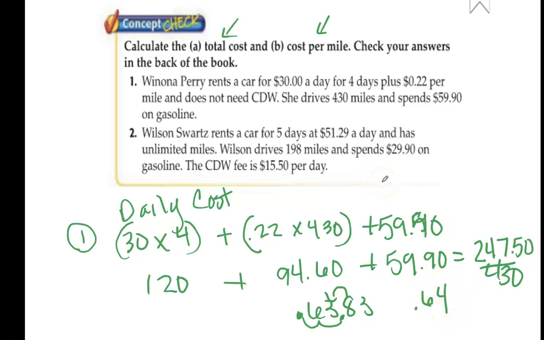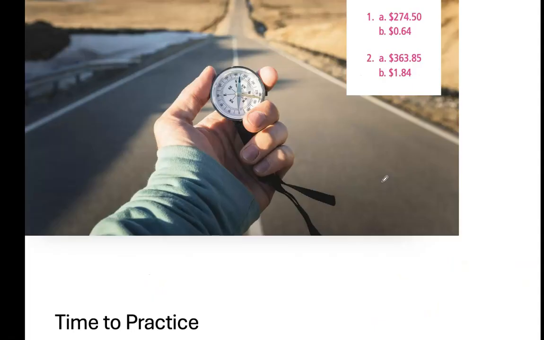Try number 2 and then I'll give you the answers. Great. Here is number 2. A is your total cost, $363.85, and B, when you divide it by how many miles, is $1.84. Okay, so move on to the practice.